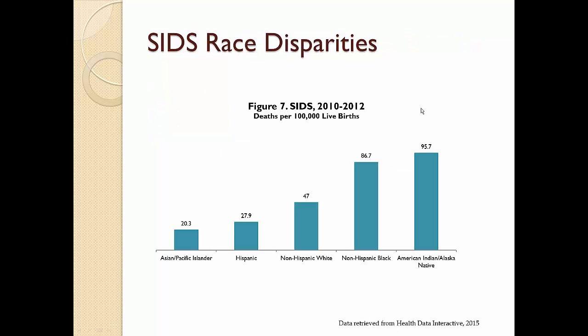As you can see from this graph, American Indian Alaskan Natives are the most likely race to die from SIDS in 2010 to 2012. Next were blacks, and then whites, Hispanics, and Asian Pacific Islanders were the least likely to die from SIDS.